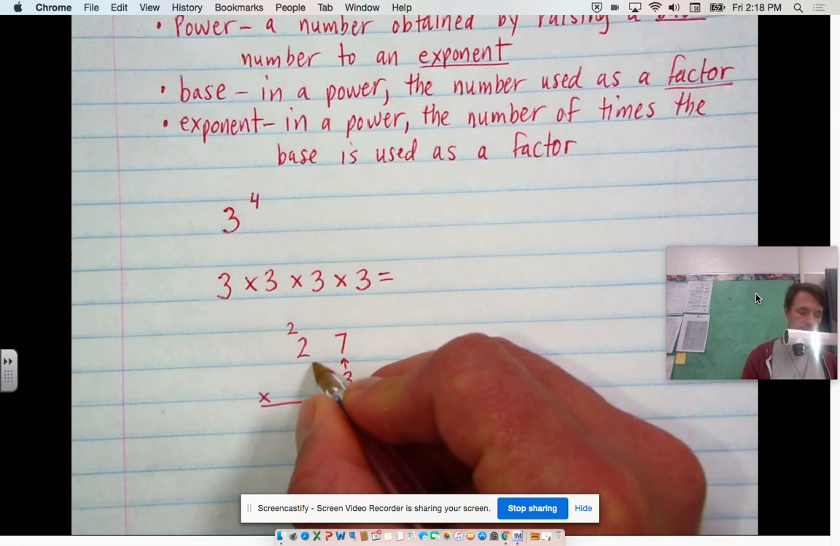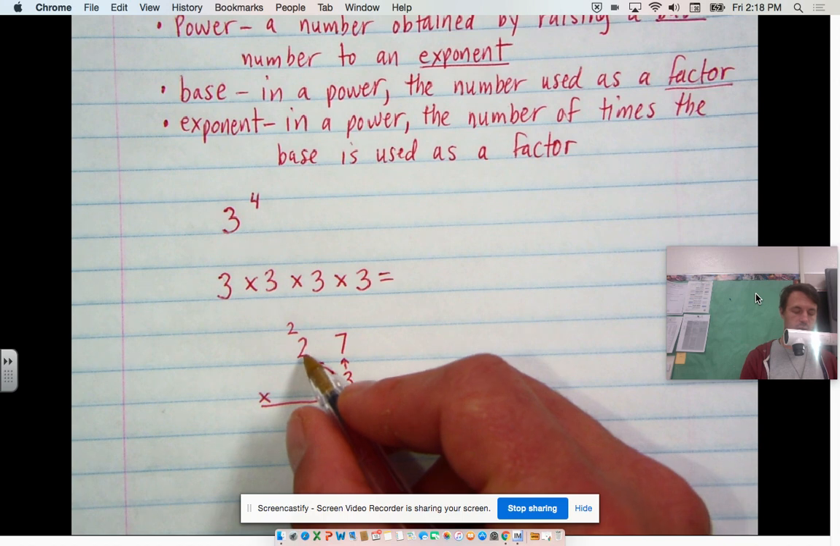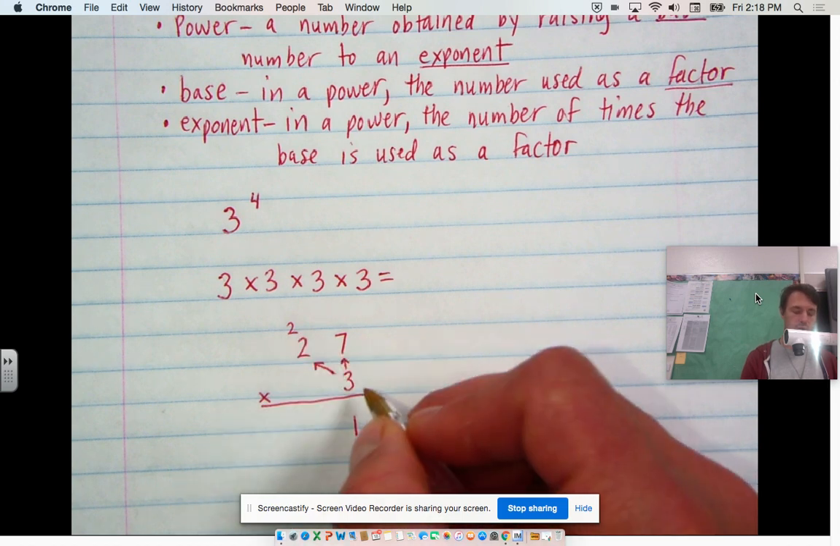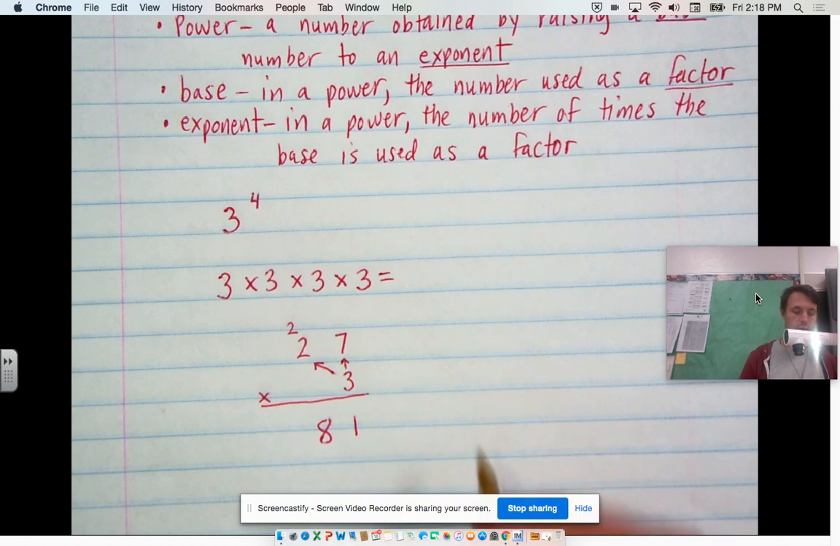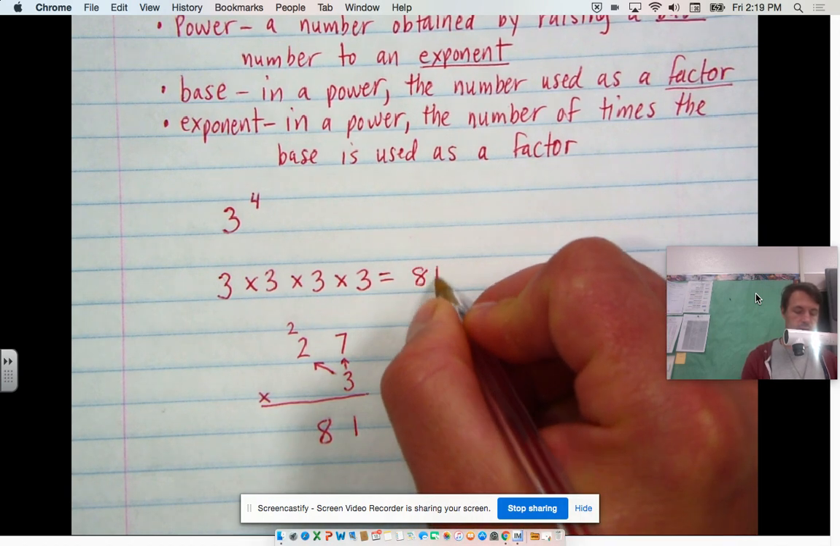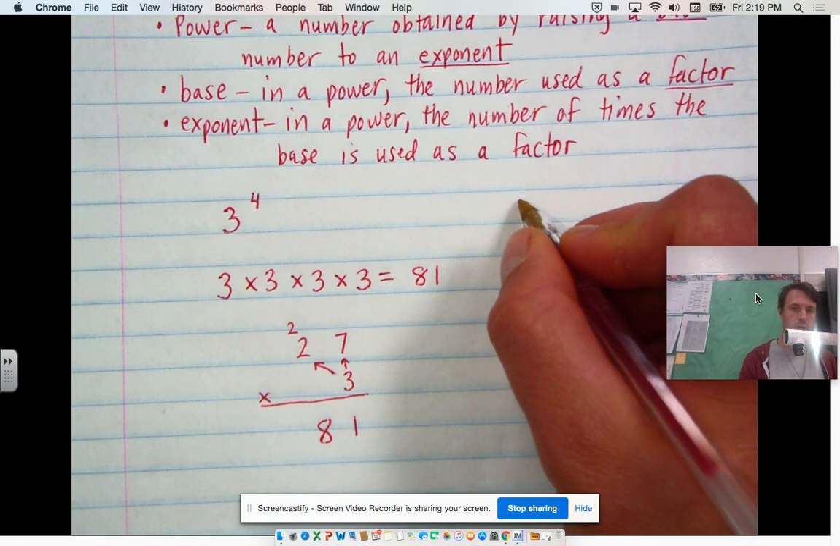And then we multiply the ones place on bottom by the tens place on top. 3 times 2 is 6, and we add whatever we carried. 3 times 2 is 6, plus 2 is 8. So 3 to the fourth power is 81. Okay? Let's do another example together.